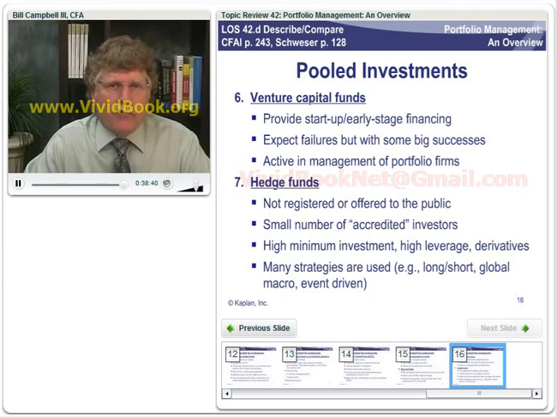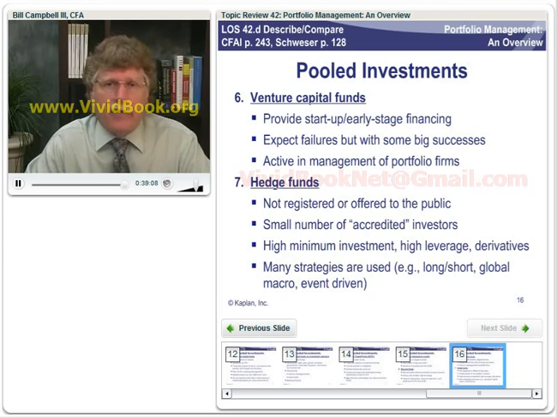Venture capital funds typically are active in the management of the firms in which they're investing. So they provide startup money for a small company, but knowing that many managers in small companies don't have a lot of management experience, the venture capital company will provide management assistance. They'll provide guidance. They may actually put their own managers in there to run the company.